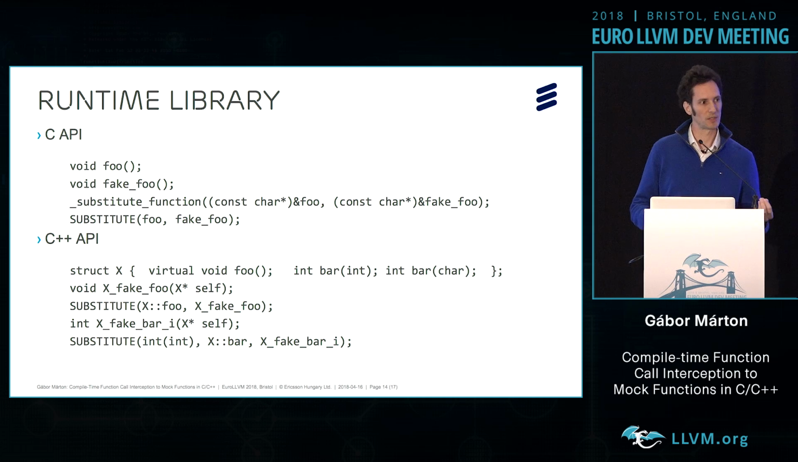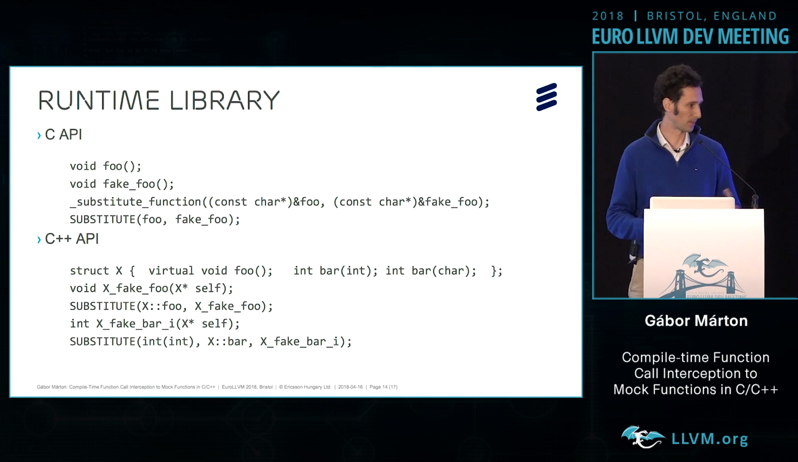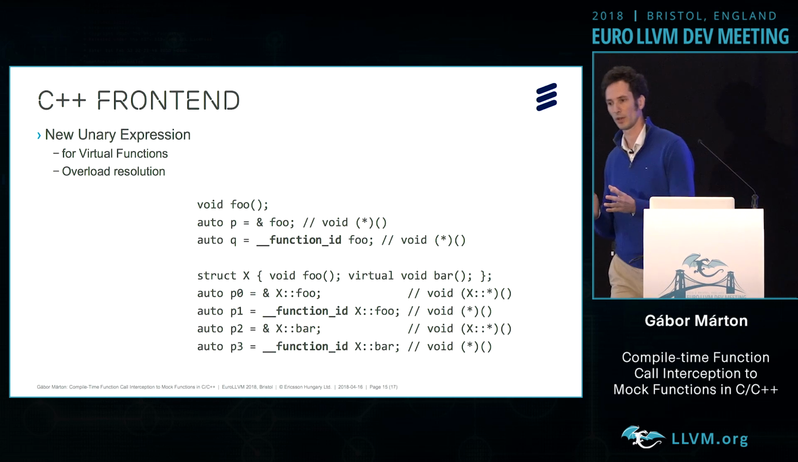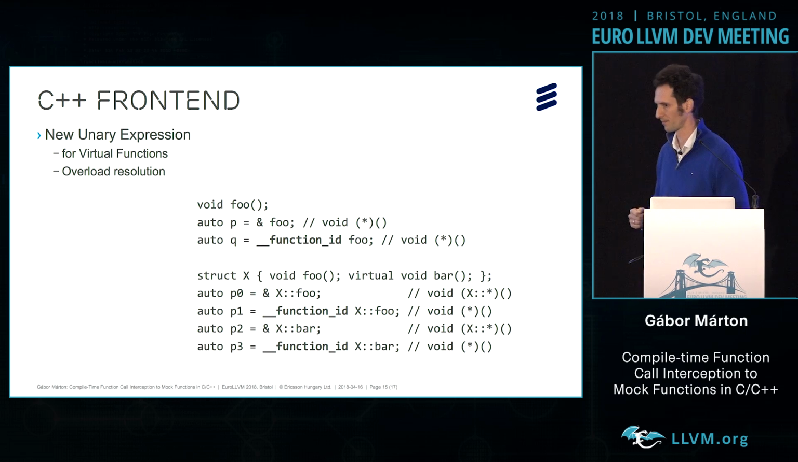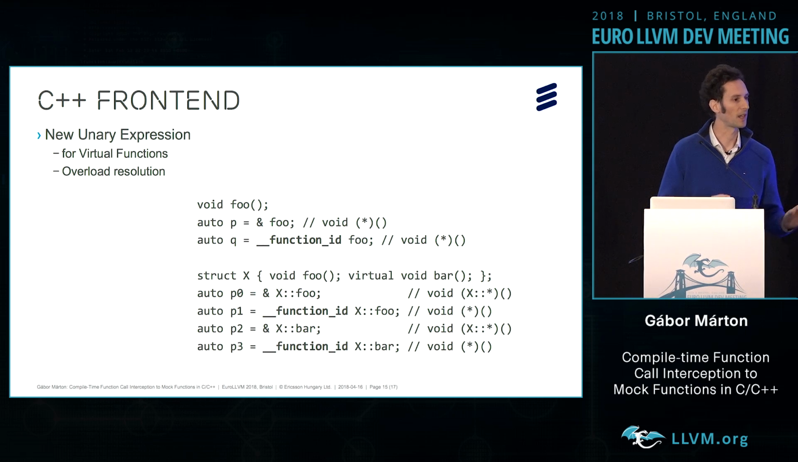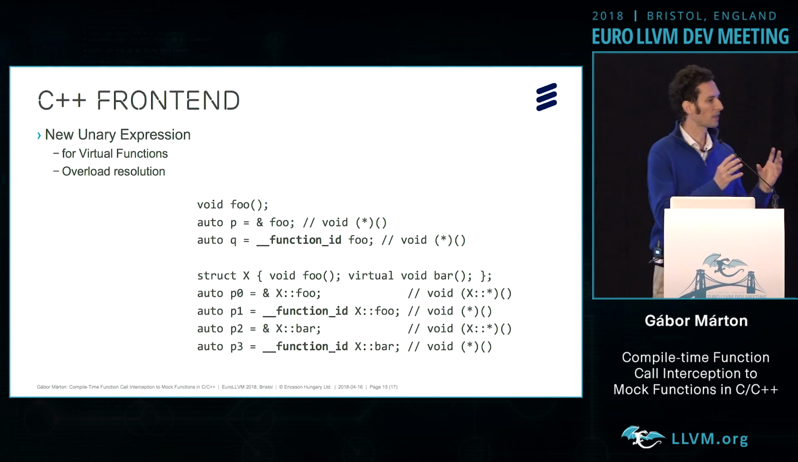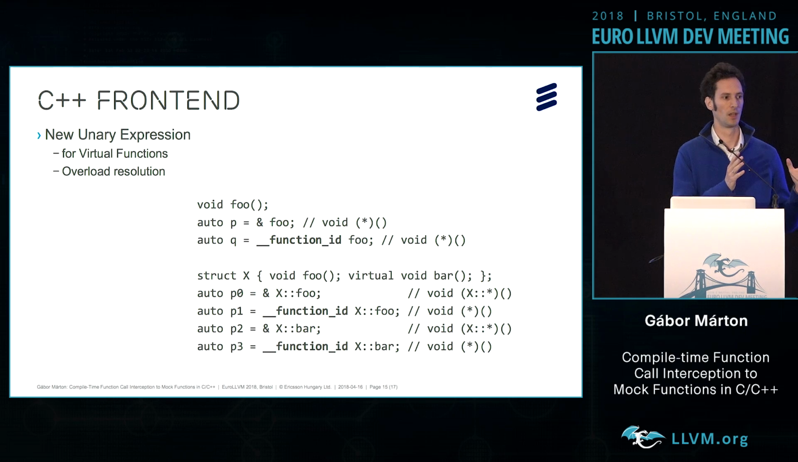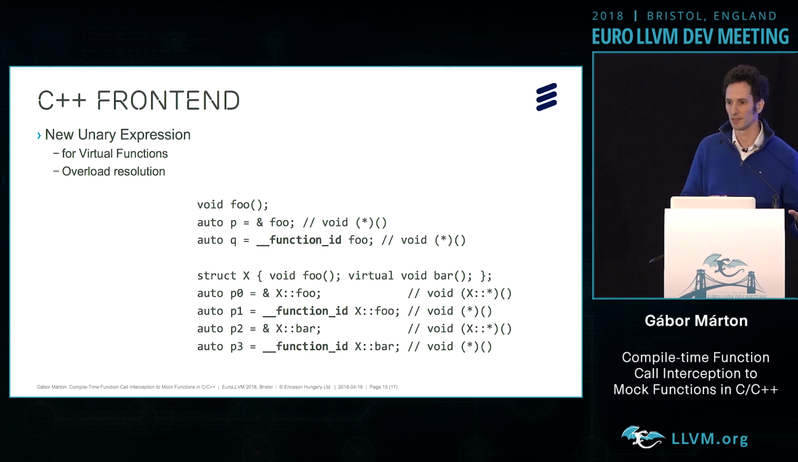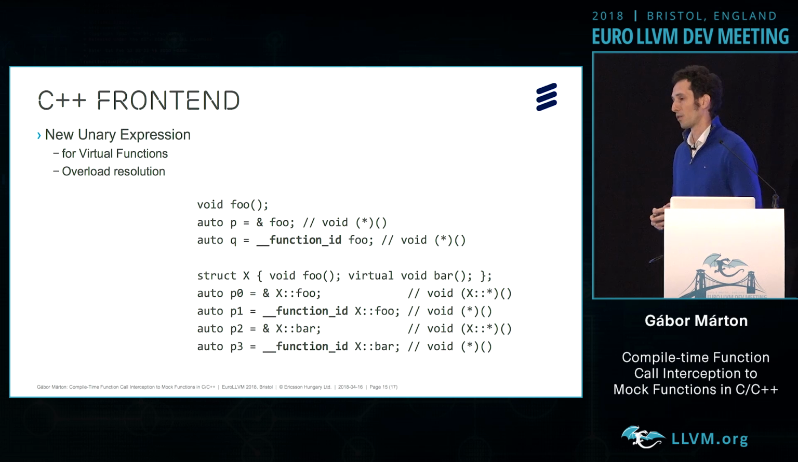So that's the exact reason why we created a C++ specific frontend, where actually we created a new unary expression, which is really similar to the existing address-of unary expression. But the type of this expression is different in case of virtual functions. So it is something like we can get the concrete address of that function as it is in the text segment. Anyway, this feature is already implemented in GCC. However, it is not in Clang.